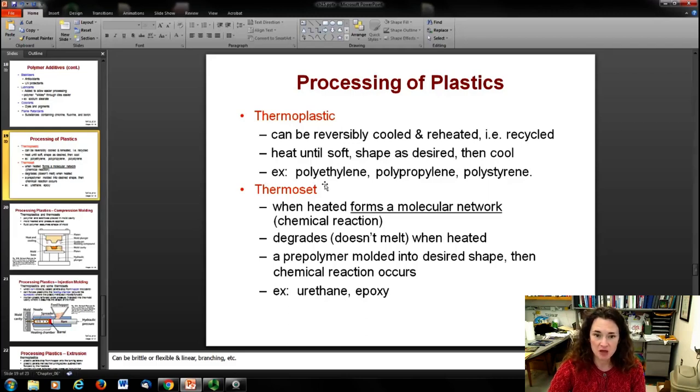Your thermoset polymers, however, when they're heated, they form a network. It's a chemical reaction, kind of like mixing the two materials together in an epoxy. And it degrades. It doesn't melt when it's heated. So what you have to do there is have a pre-polymer that's molded into a desired shape and then have that chemically react. For example, they're urethanes or epoxies.